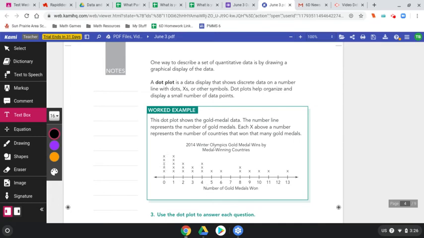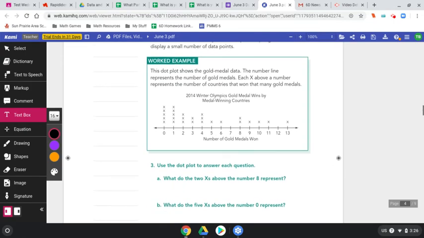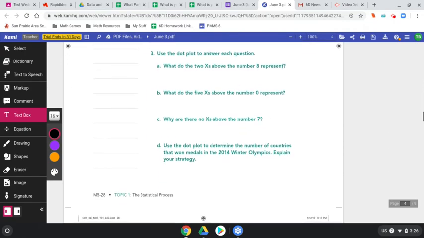So you can see 5 people got 0 medals. 5 people got 1 medal. 3 people got 2 medals. And then all the way over here, one person had a really good Olympics. They got 13 medals. Now you could also make each X worth 2 people or 3 people, so you can change the scale of the graph as well. And that's how we use a dot plot.